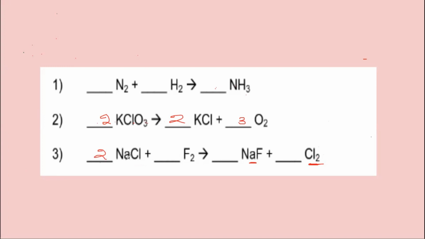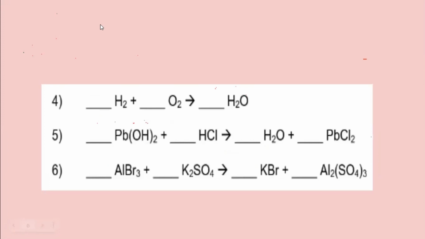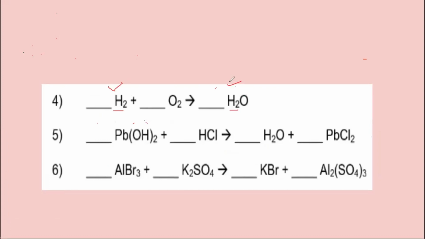So by writing 2, sodium has become 2. So I will make this sodium 2. So 2 sodium, 2 sodium, 2 Cl, 2 Cl, 2F, 2F. My equation is balanced. I hope you people are understanding and you must be finding it easy. Now, some more equations. Now see, 2 hydrogen, 2 hydrogen, hydrogen is balanced.